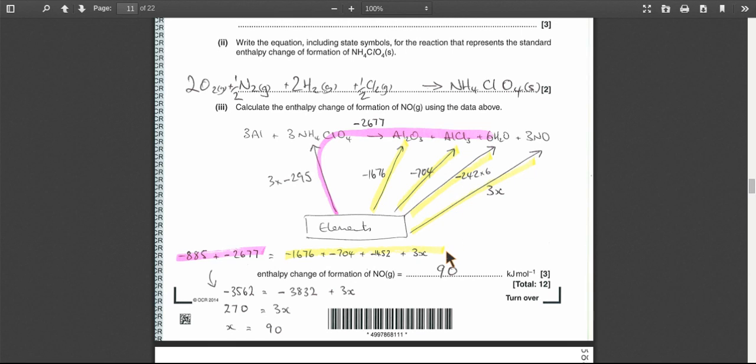So there's the sort of line, the equation there. We need to rearrange this and get 3x on its own. So 3x ends up coming out at 270. And so to divide by 3, that gives us the x, will give us 90. So the answer for the enthalpy change of formation of NO is 90.